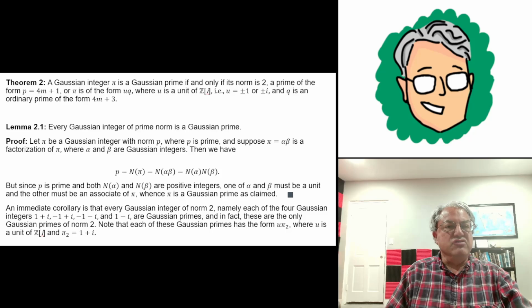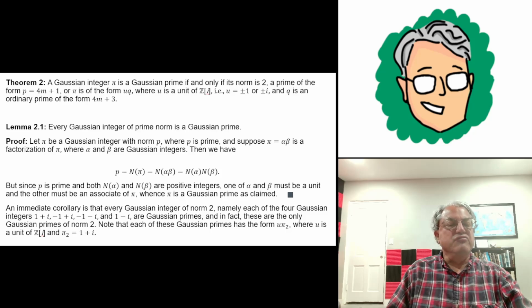But remember also that norm is always a positive integer. So we have two positive integers whose product is p, and since p is an ordinary prime, one of them has to be 1 and the other has to be p. That's just the definition of an ordinary prime. So without loss of generality, we can say alpha has norm 1. That means alpha is a unit, and that means beta is just going to be an associate of pi.